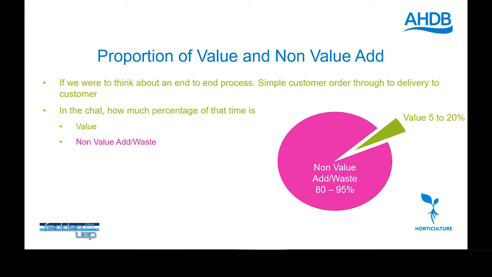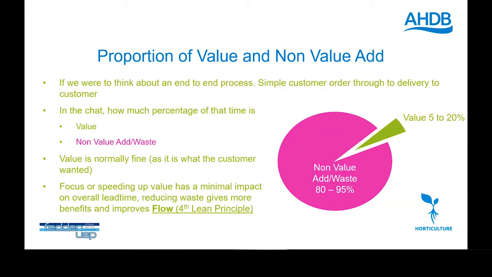And also your scores, generally people go a lot higher than that. Generally people think at least 50%. So you're pretty close to the button with that. So as I said, value is normally fine. It's what the customer wanted. Focus on speeding up value has a minimal impact, and reducing waste gives more benefit and improves flow, which is that fourth Lean principle.